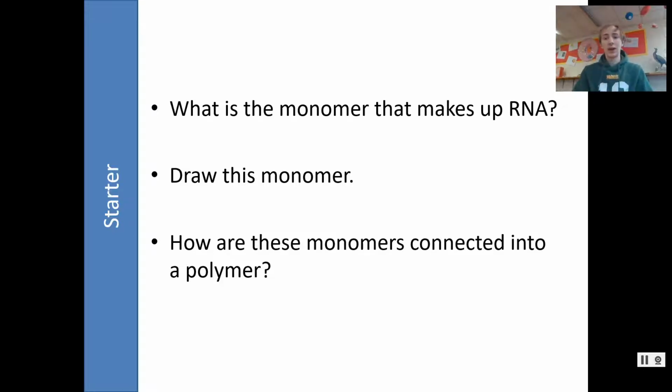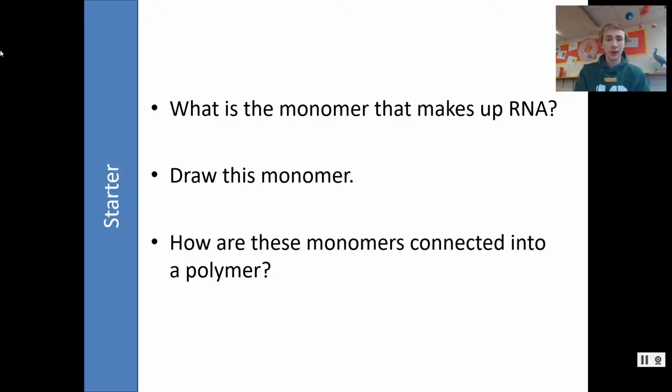And then you want that it's attached to a base. Now that base can be adenine, guanine, cytosine, or, and this is the second option, uracil. Uracil instead of thymine. How are they connected into a polymer? Well, they're connected to each other via a phosphodiester bond, and that involves a condensation reaction. So if you got that bit, then you're up to speed. If you didn't get that bit, I would go back and look at the RNA lesson, which is still on YouTube, have a look through that, make sure you've got RNA, because it is important for this topic.